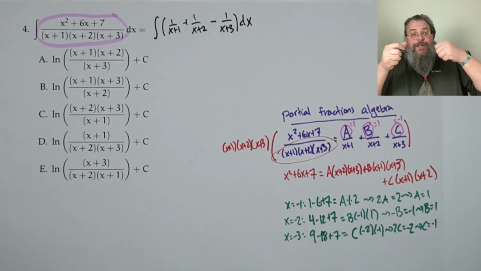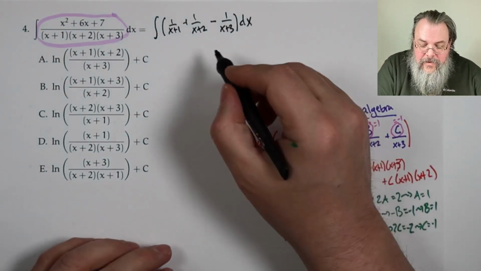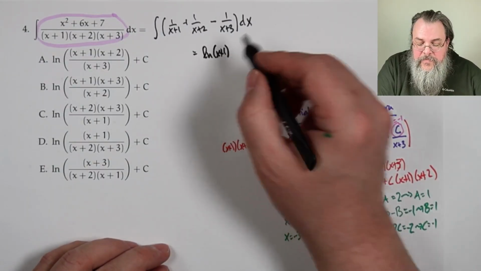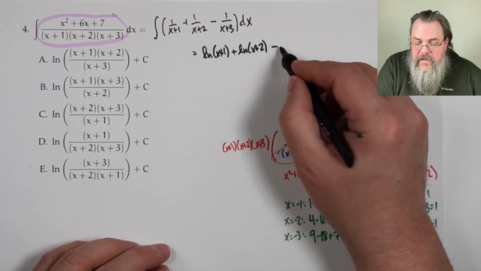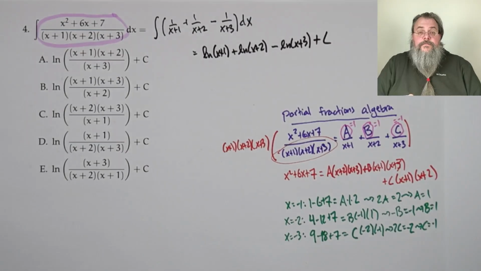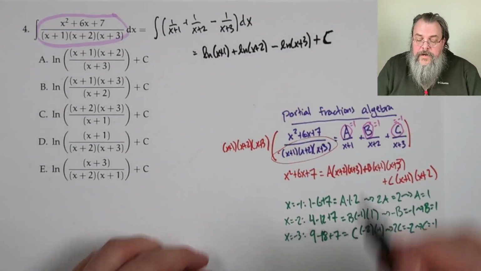And once you pull things apart, you have an integral that you can work with. So this becomes natural log of x plus 1, plus natural log of x plus 2, minus natural log of x plus 3, toss in a plus C for good measure. All right, now at this point, we're almost there.